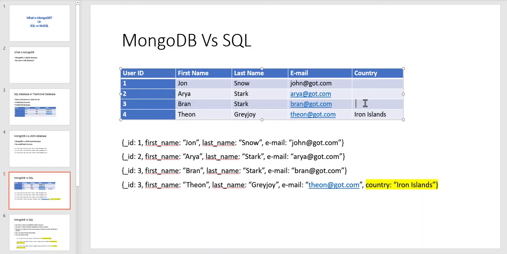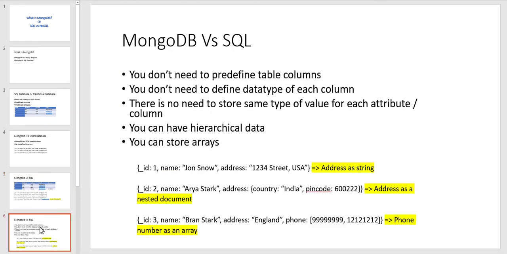If you see the same example below here, we insert a new row with country information, but we don't have country information for earlier records. This is the difference. You don't need to care about columns, their structures, data types, etc. Similarly, whatever restrictions and boundaries traditional databases had earlier, MongoDB is trying to break with its JSON type database. These are some of them.